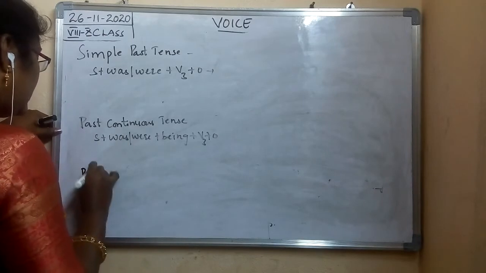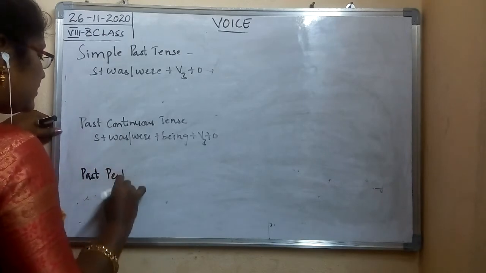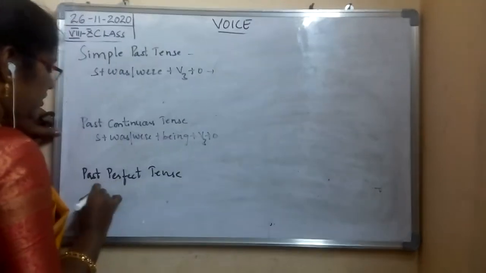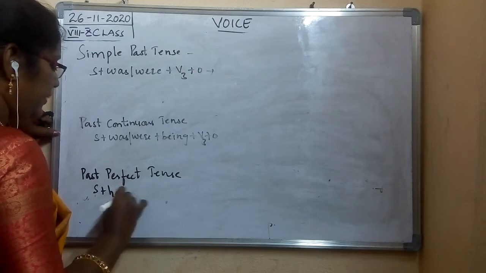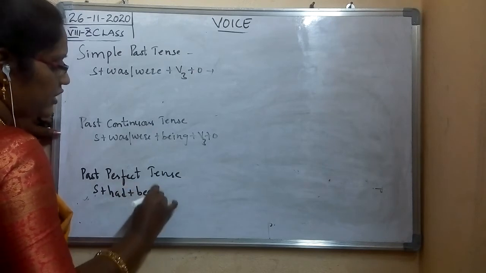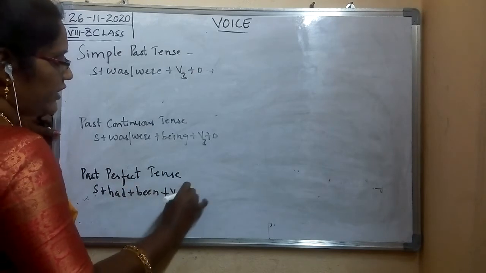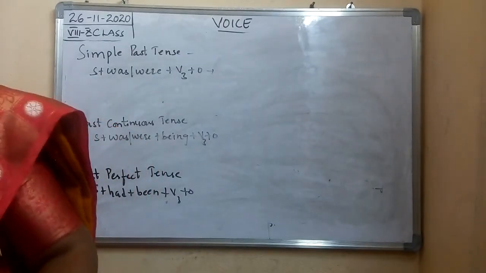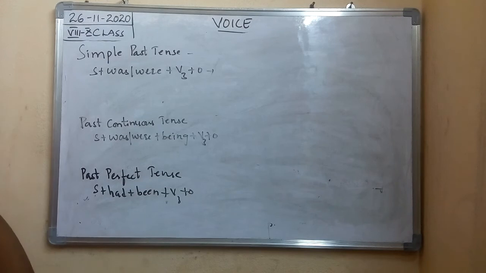Then next what? Past perfect tense. Past perfect tense. Subject plus had plus been plus V3 plus object. Okay, these are the three structures which are used in past tense.